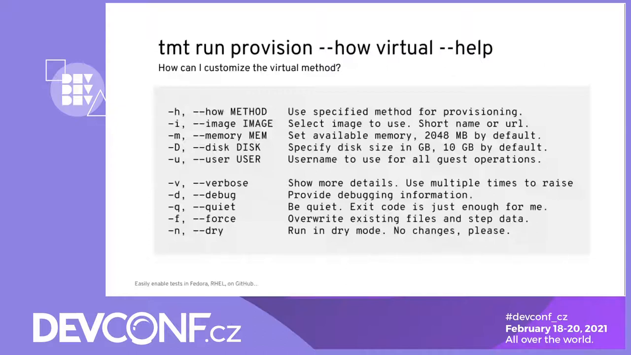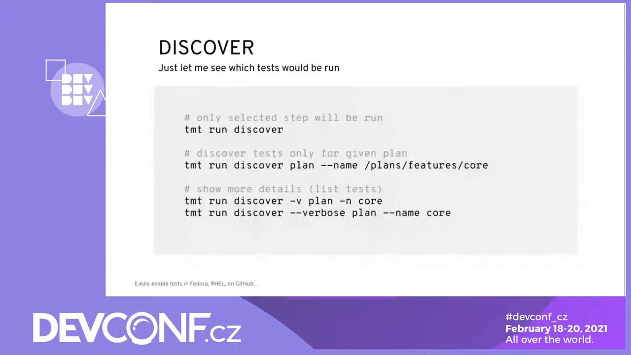Let's see what happened here. We are installing wget, slow metadata fetching. So I will be continuing here and describing what we have. So the discover step, as I already said, it will tell you what would happen. So imagine you come to a repo, you don't want to execute the tests because it can take hours. You just want to know what will happen or what would happen. So you run just the tmt run discover.